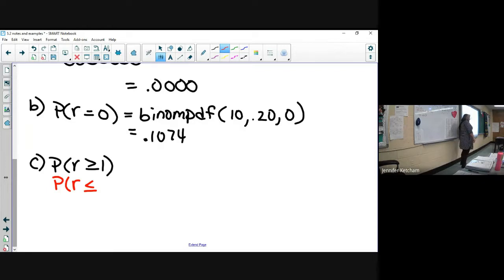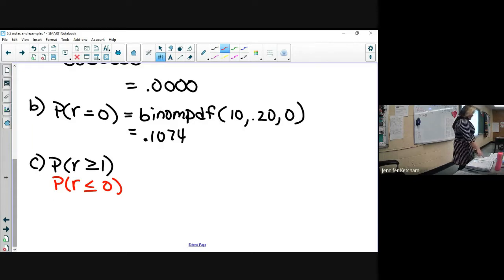What number? My R is, sorry, 1? You're not looking at the worksheet apparently. Where's R greater than or equal to 1? What's the number? Leo, what's the number? 0, right? If I can't be greater than or equal to 1, I have to be the opposite. So if I can't be greater than or equal to 1, I must be less than or equal to 0. Alright, that makes sense.